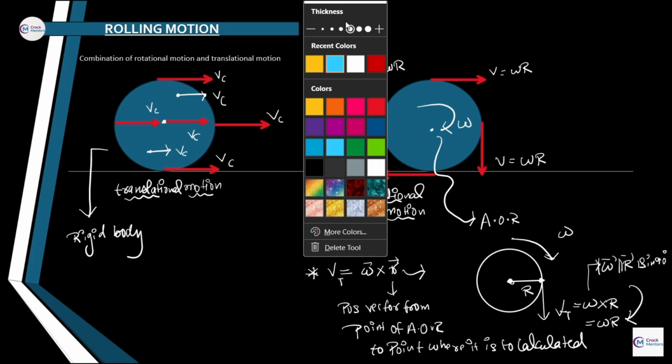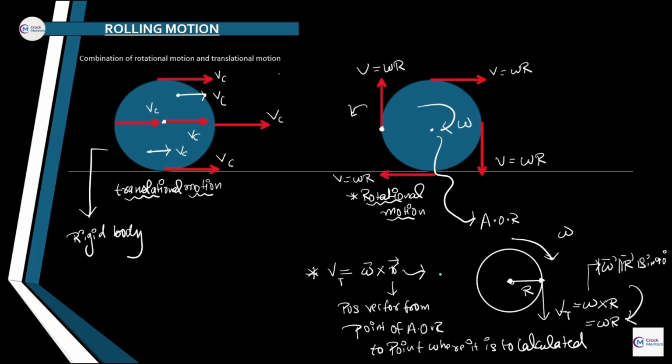Sir, we have understood both the translational motion and rotational motion, but there is no sign of rolling motion. Okay, so what is rolling motion? Rolling motion is nothing but the combination of both. Let us assume that we have a body present like here, and this is the axis of rotation, and I'm going to mark some points.